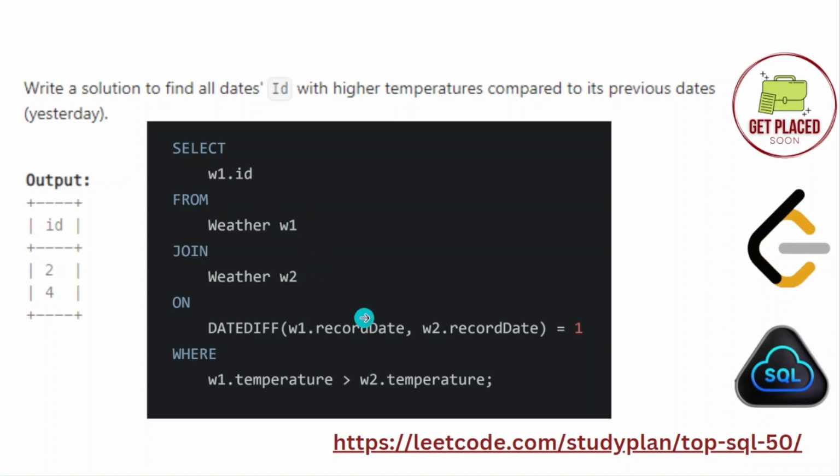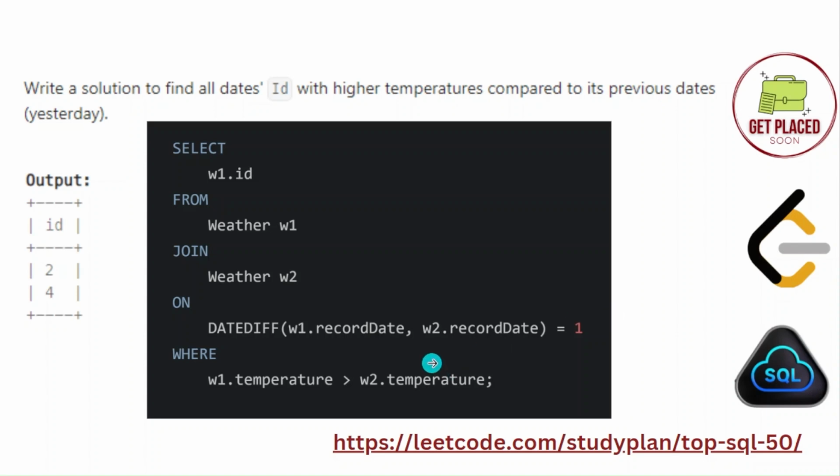What is the condition? We need to check with the previous day, that is yesterday, right? So we are using the date function. We are checking the record date of the first alias with the record date of the second alias. It should be equal to 1. When I say equal to 1, it means the difference between today and yesterday is 1, which means the records are compared exactly 1 day apart, yesterday and today. So that is a key requirement, right? Today's temperature should be greater than yesterday's temperature.